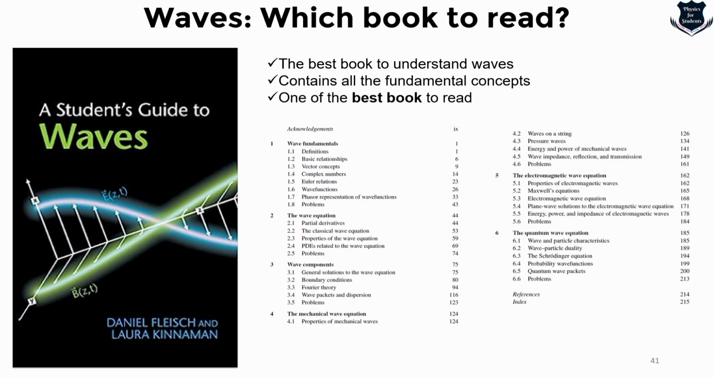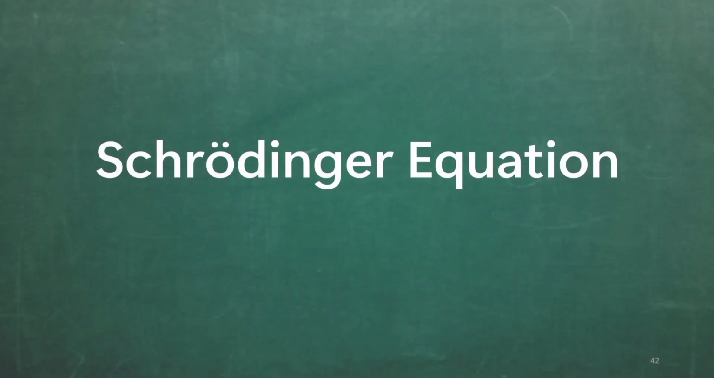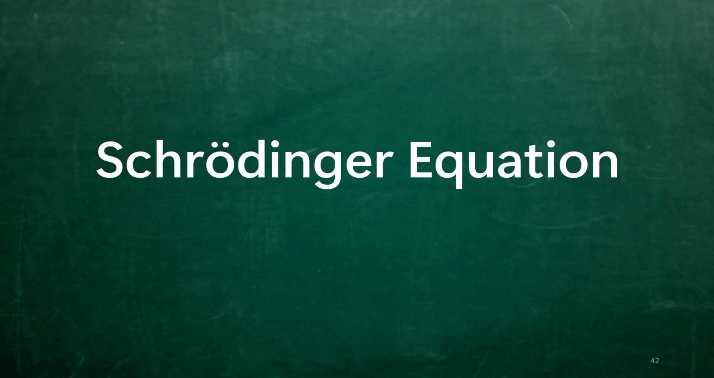These are some of the table of contents. It is not a very fat book. It contains examples, very, very easy. Wave fundamentals, wave equation, wave components, and so on. Schrodinger equation, very important in order to understand the basics of quantum physics and later go to quantum field theory.